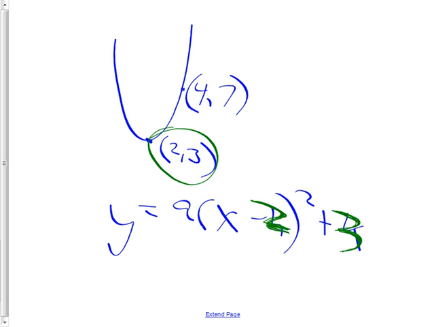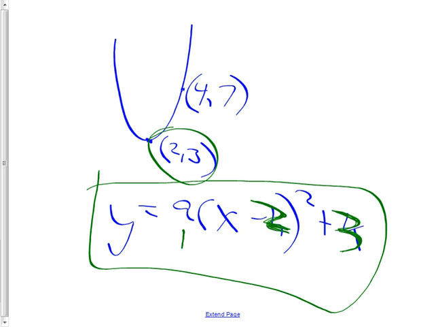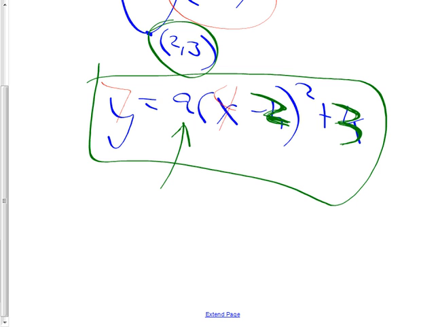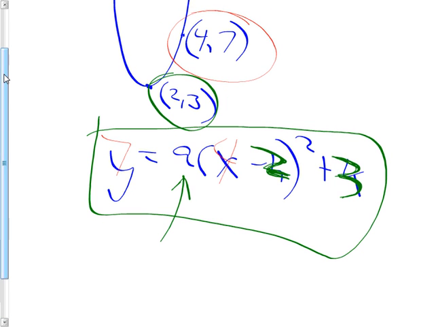But that doesn't tell me the a. In fact, this is the right answer. The only thing that's not right is that I don't know a yet. So how do I figure out a? Well, you got this other point here for a reason. This point right here can be plugged in. x is 4, y is 7, and now I can solve for a. Everybody solve that now for a. Get the a alone. Do it in the right order and everything.